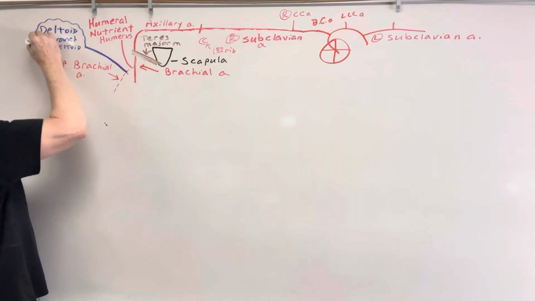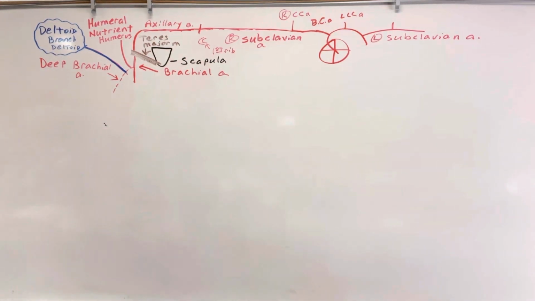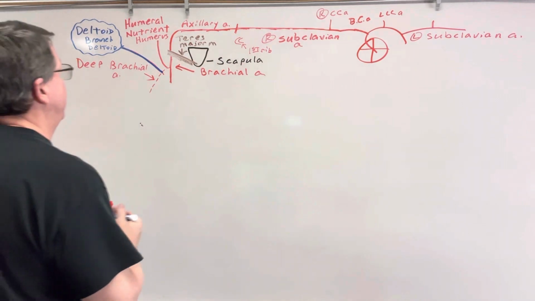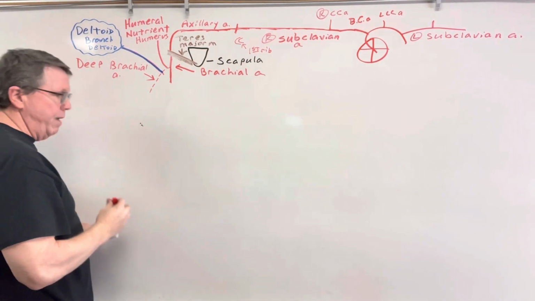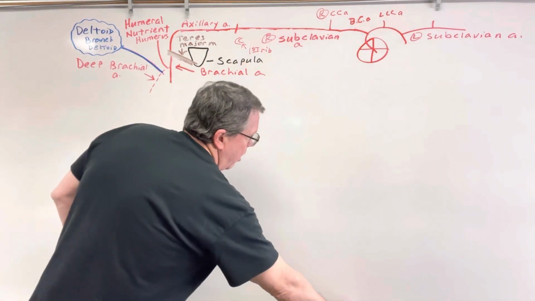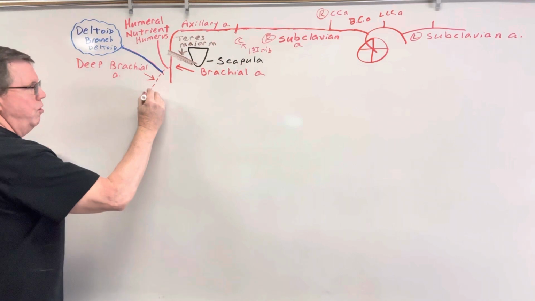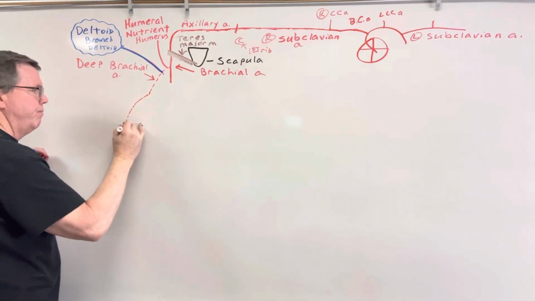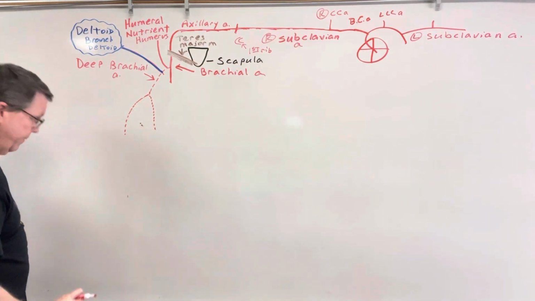So this is going to be this right here, okay? And that's going to be right there. So now, what's going to happen is we're going to have this deep brachial artery, and my deep brachial artery is going to bifurcate. And if you recall, the term bifurcate means it's going to split into two. So I'm going to have a portion that's going to come out over here, and then I'm going to have a portion that's going to come this way, okay?